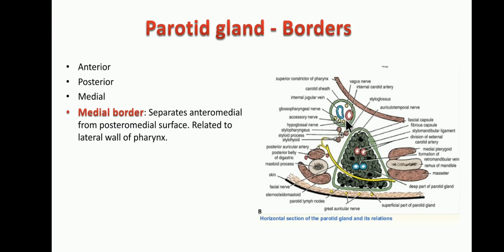This is your styloid process. You are able to see here the 3 muscles: stylopharyngeus, styloglossus and stylohyoid muscle, and 2 ligaments are attached to it: stylohyoid ligament and the stylomandibular ligament. In a deeper plane, you can see the internal carotid artery and the internal jugular vein and the last 4 cranial nerves. The medial border is actually related to the lateral wall of the pharynx. So that is why sometimes this medial border is also called the pharyngeal border. This is the facial nerve which is actually entering the gland via the posteromedial surface. So we will come to it later.